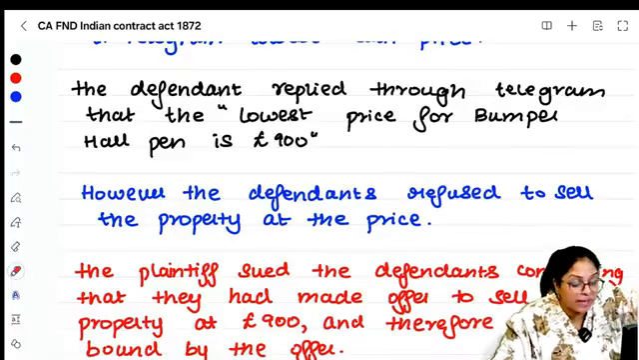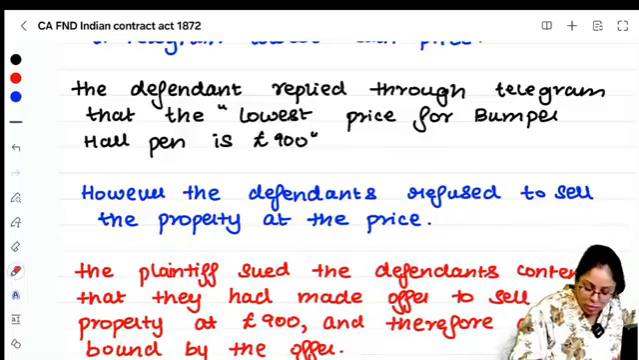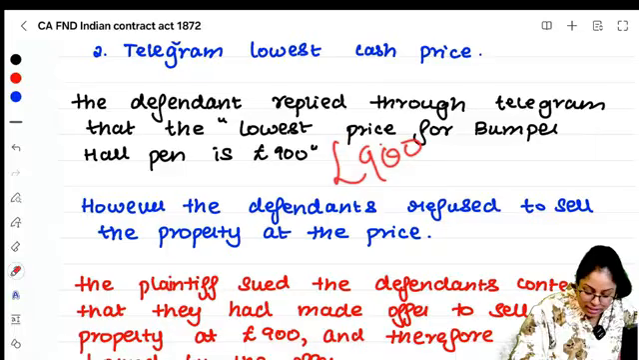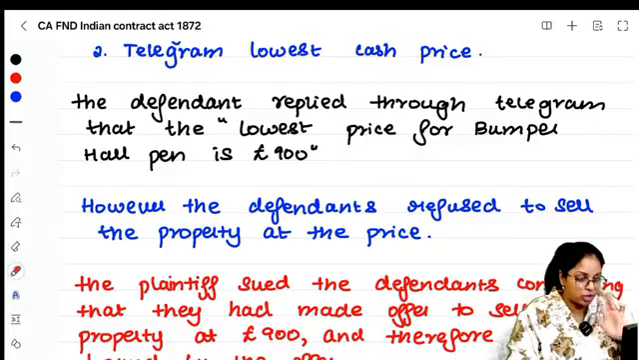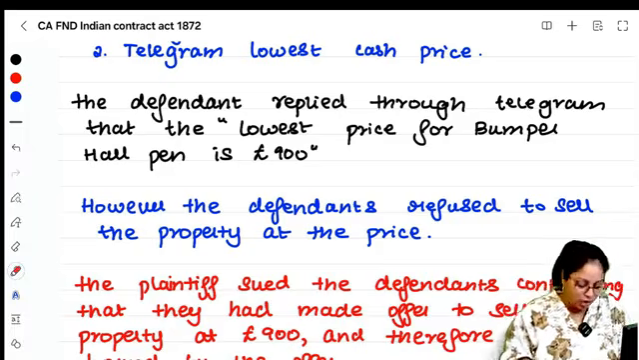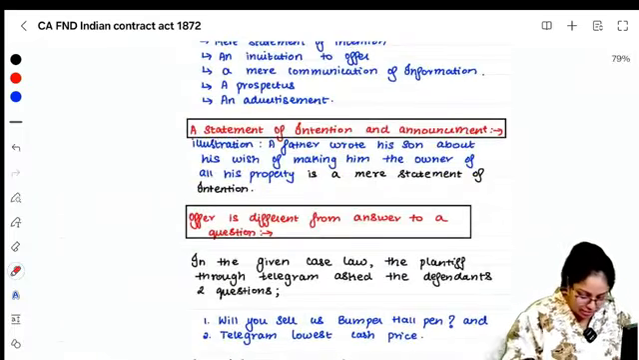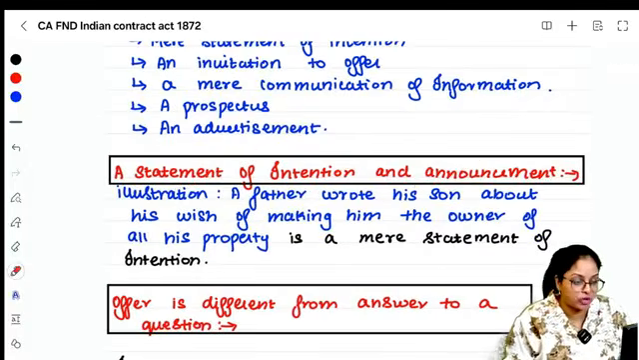Will you sell it to me? I didn't answer that. What is the lowest price? 900 pounds. Mere answer to a question is not an offer. Very good. There is no intention to sell. And merely a statement of intention is also not an offer.